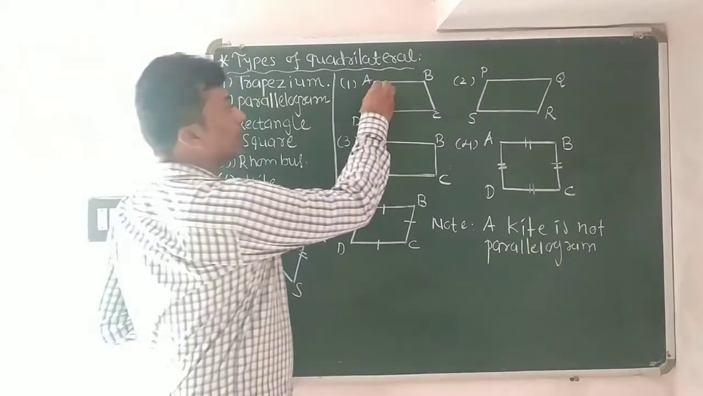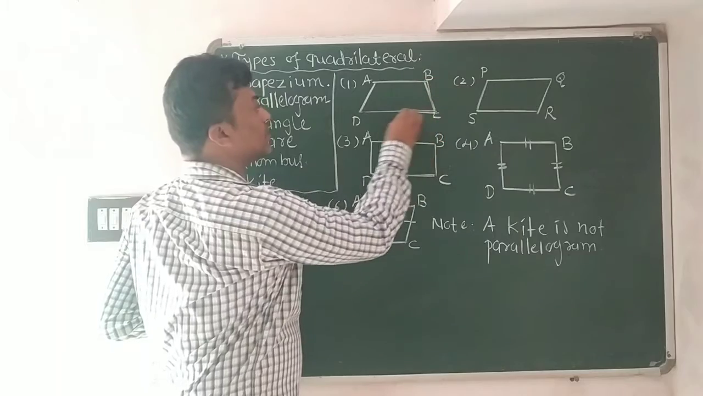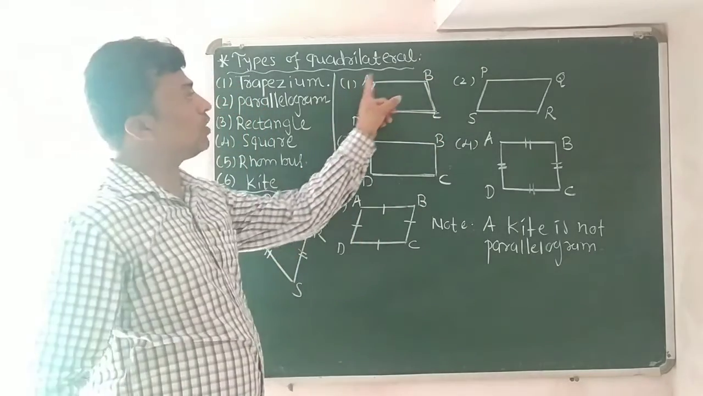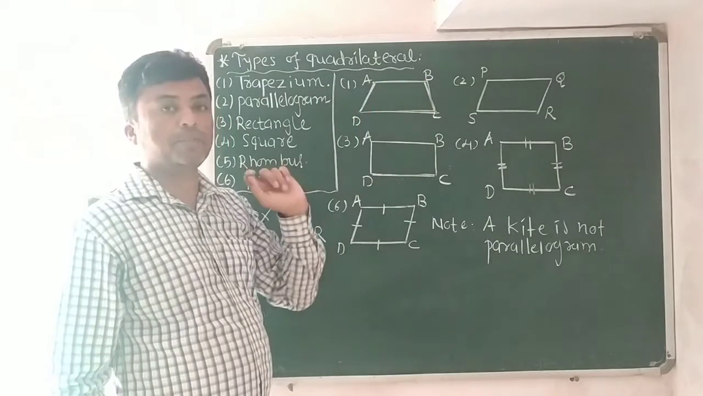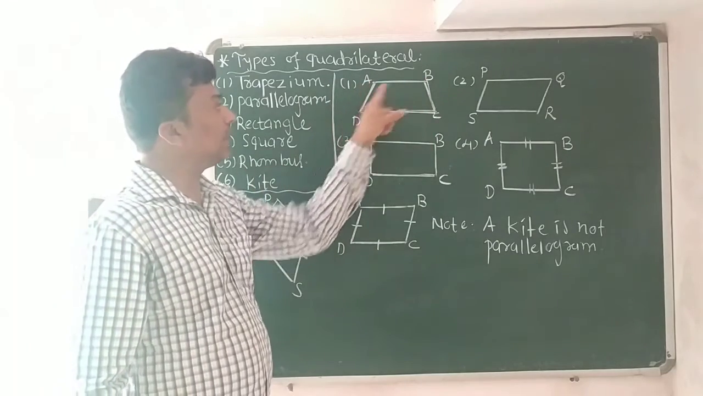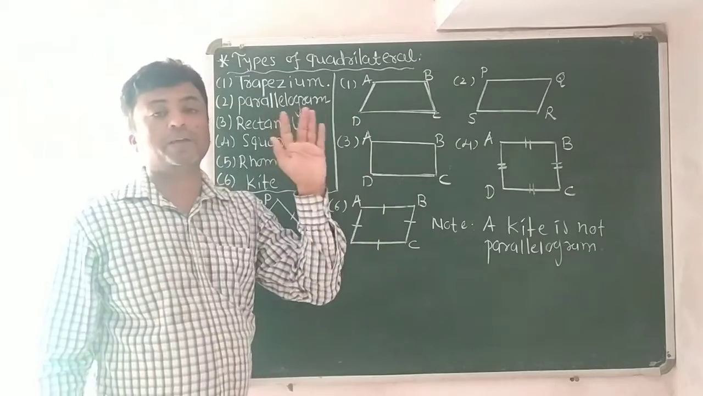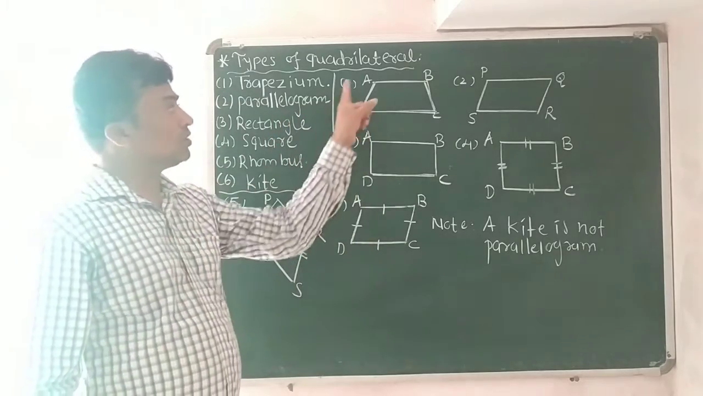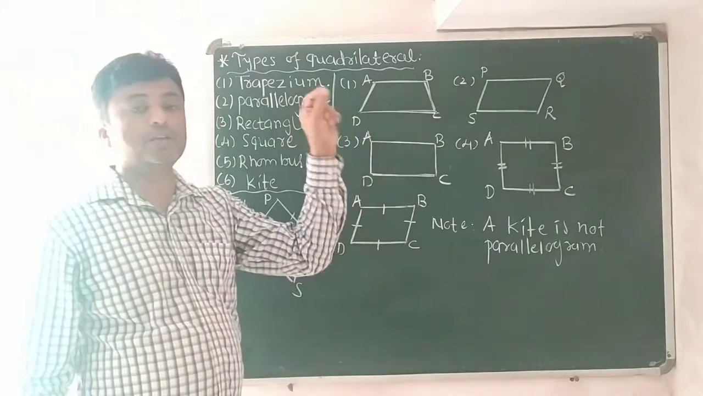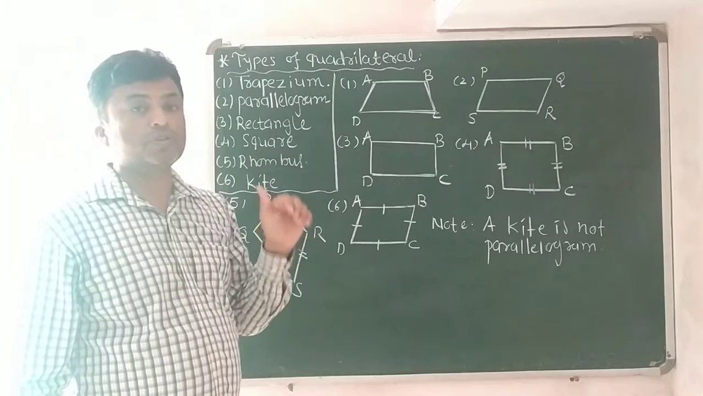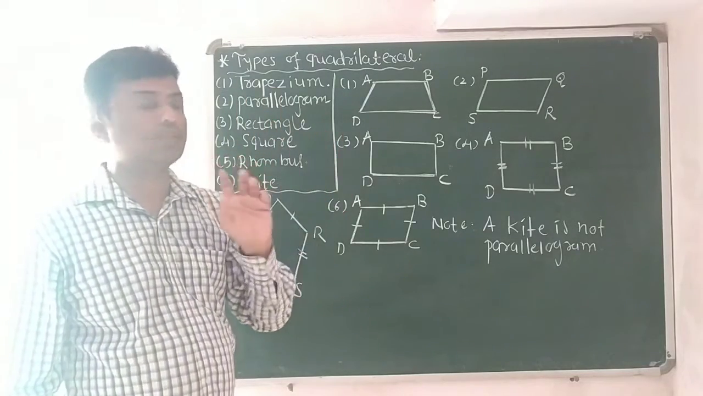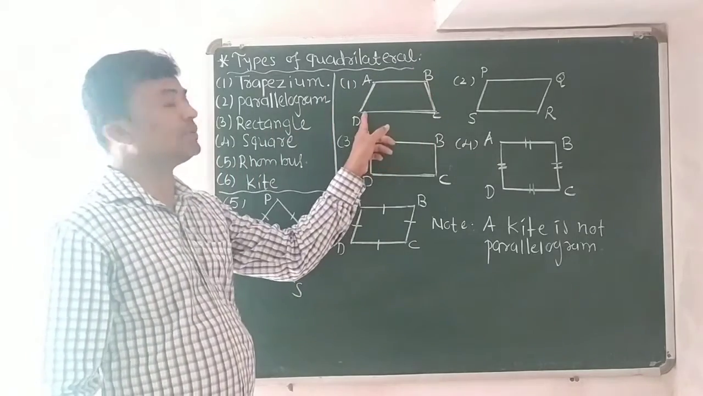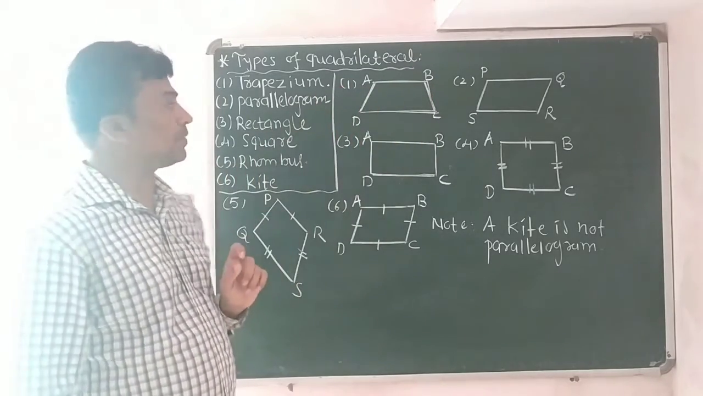So see children, it is the quadrilateral ABCD. See, in the given quadrilateral ABCD, AB and DC both are parallel to each other, and AD and BC, this pair is not parallel to each other. So quadrilateral ABCD is called trapezium because only one pair of opposite sides is parallel to each other. So quadrilateral ABCD is known as trapezium.